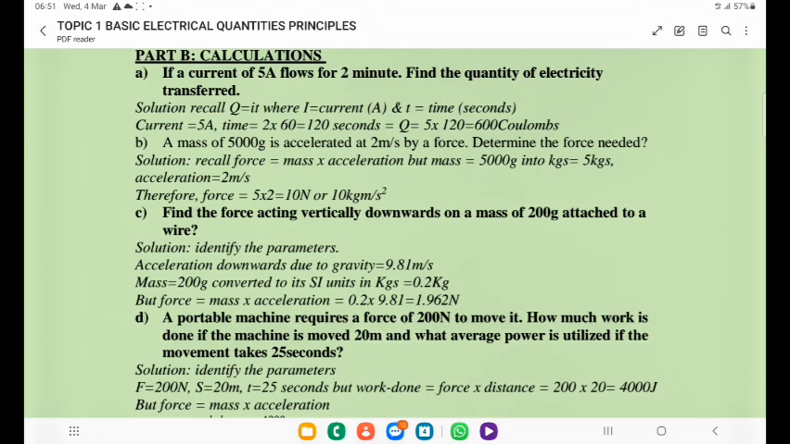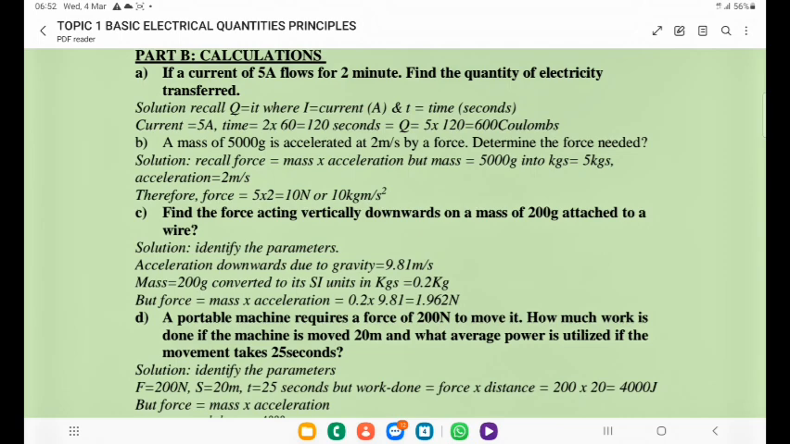And then we have a mass of 5,000 grams accelerated at 2 meters per second squared by a force. Determine the force needed. So you'll recall that force equals mass times acceleration. Mass being in kgs, acceleration you have been given from the question, acceleration is 2 meters per second squared. So you'll take 5 kgs multiplied by 2 meters per second squared, it gives you 10 newtons.